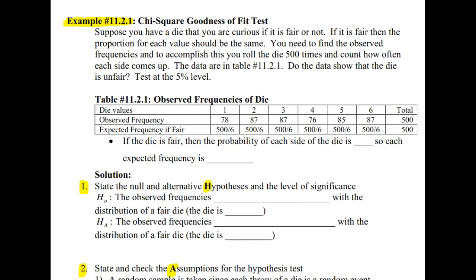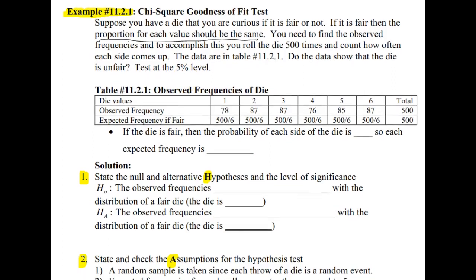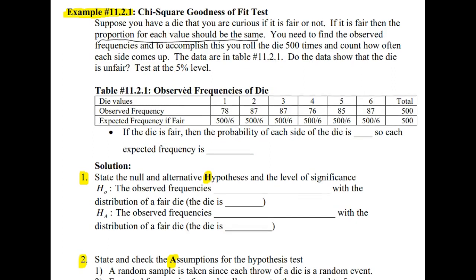So example 11.2.1, chi-square goodness of fit test. Suppose you have a die and you're curious if it's fair or not. If it's fair, then the proportion for each value should be the same. You need to find the observed frequencies, and to accomplish that you roll the die 500 times, and then you count how often each side comes up. The data are in table 11.2.1. We want to know if the data show that the die is unfair, and we want to test that at the 5% level of significance.